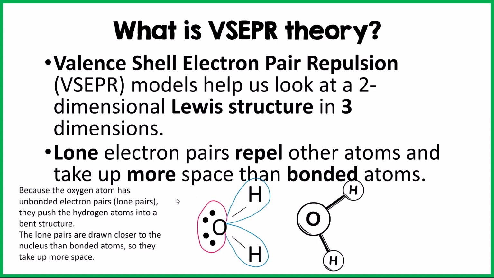Because the oxygen atom has unbonded electron pairs, they push the hydrogen atoms into a bent structure. So they're pushing these over so that we don't have them all separated by 90-degree angles. These lone pairs are bending the hydrogen away from them. The lone pairs are drawn closer to the nucleus than bonded atoms, so they take up more space. And that's what's creating this bent molecule here for water.